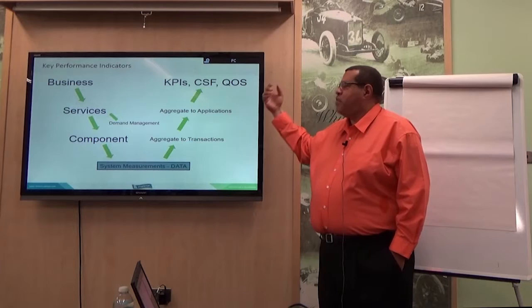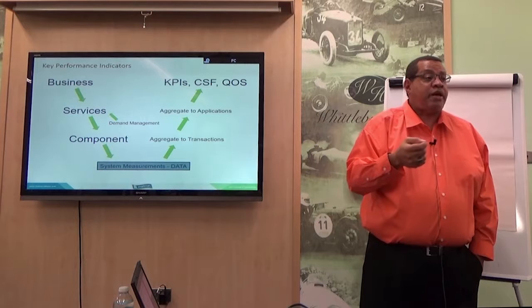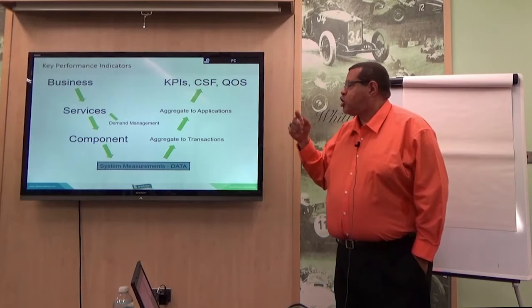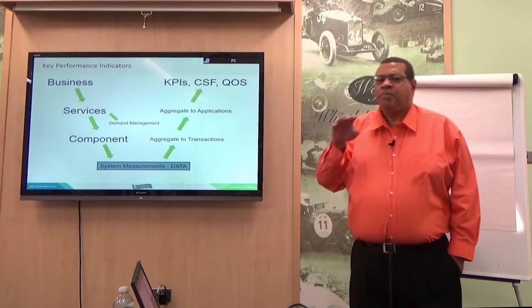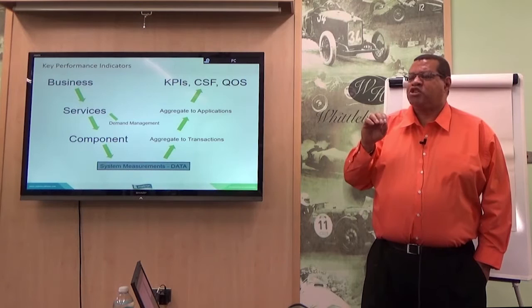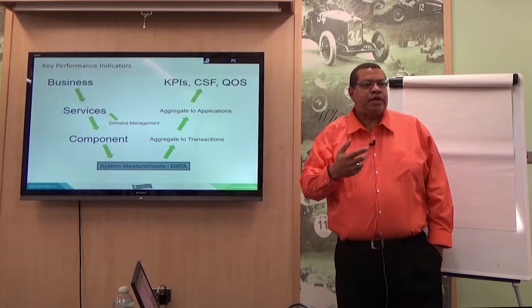You may also hear it termed CSF, which is critical success factor. Say that too many times. Or QoS, which is quality of service. You can go into a lot of detail about the three differences between them, but in essence, they have the same objective. It's a measurement of how we are doing. And it's a discrete, concrete measurement of that.